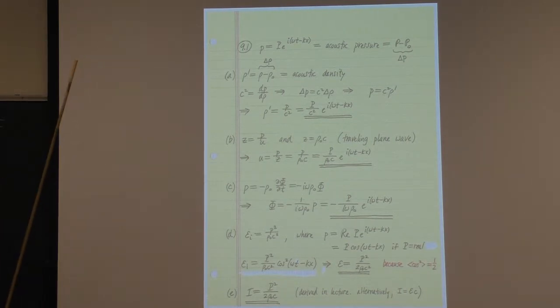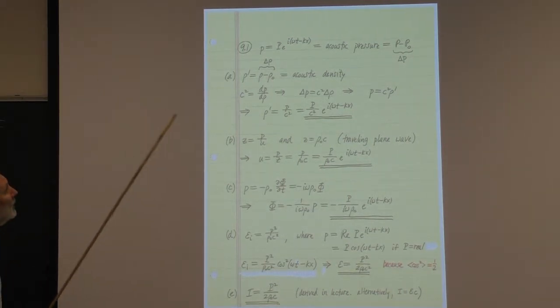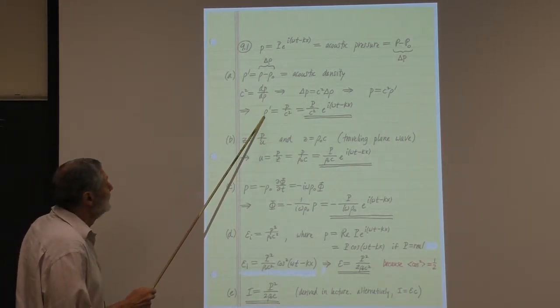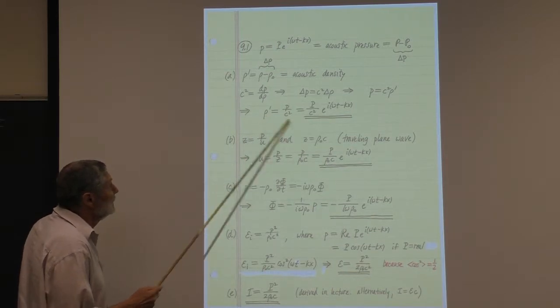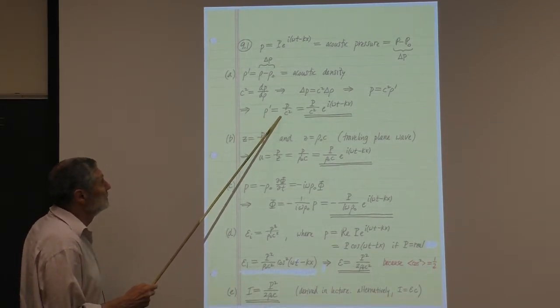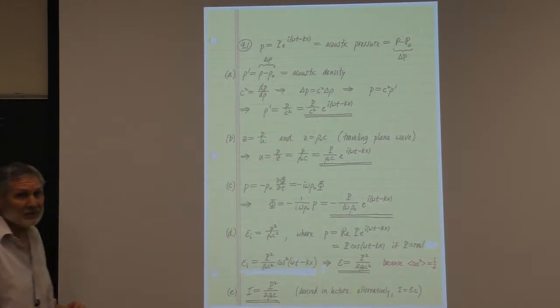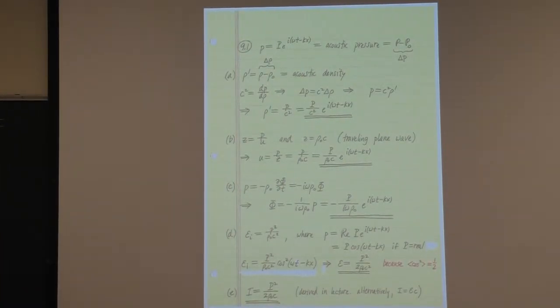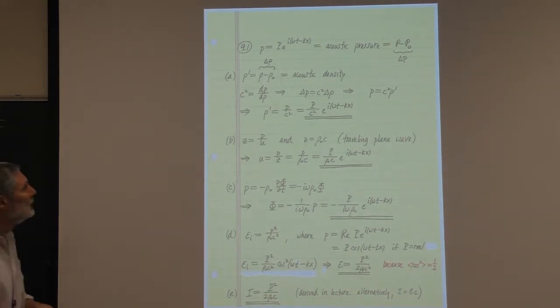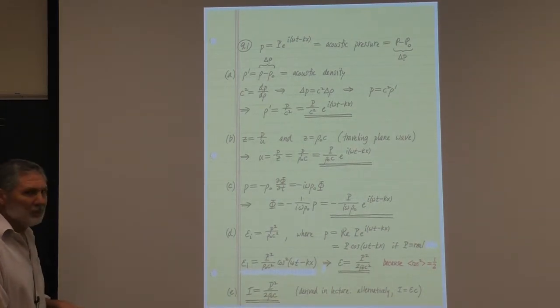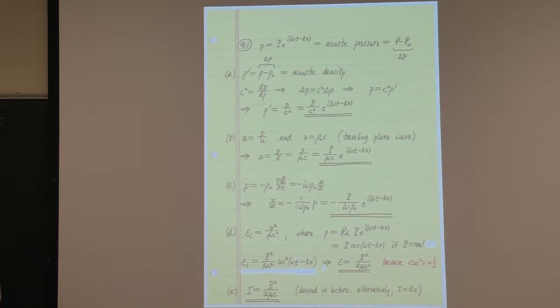Okay, so the acoustic density is simply P over C squared, where P is the acoustic pressure. So we get that. So that's the first part. Any questions about that? The next is the particle velocity. So how do we find the particle velocity?